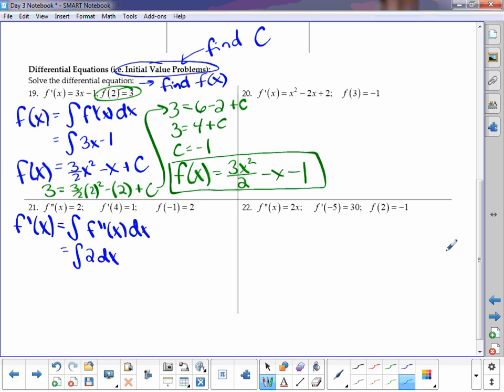Make sure you're writing the dx on the end. What is the antiderivative of 2? We get 2x plus c. So that's my first derivative. But again, we don't know what that constant is, but oh, looky there. They gave us an initial condition that we can find that constant with.